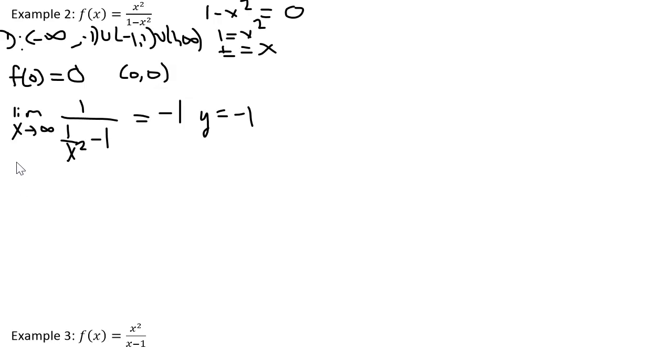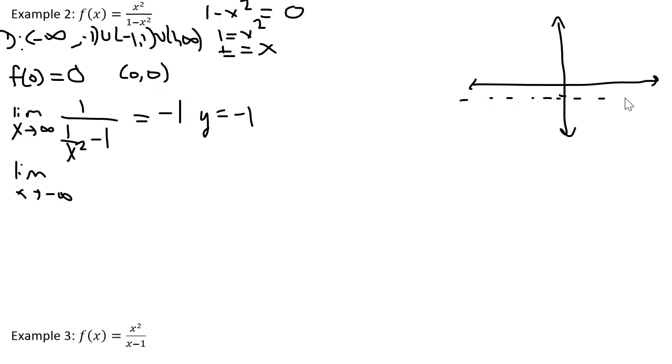On the left side, as x approaches negative infinity, the 1 over x squared still approaches 0, so that's not going to change. And I am ready to lay down some initial graphing here. I've got a horizontal asymptote at negative 1, and I've got 0, 0 as a clear point on my function.